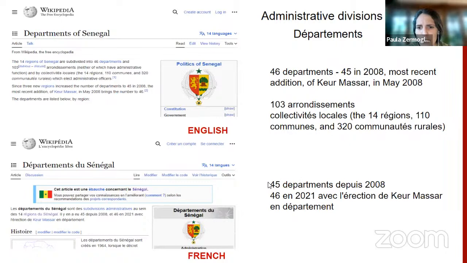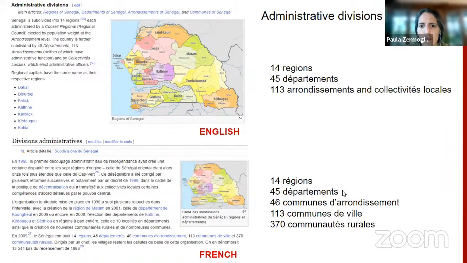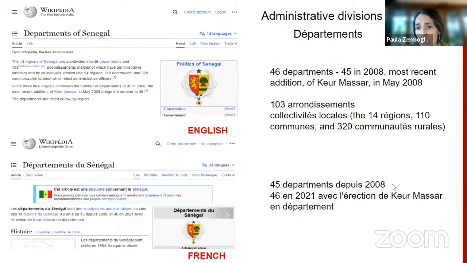Now we go to the French page. The French page previously said it had 45 departments. Here it says it had 45 departments until 2008, and in 2021 they added another one. Okay, this is more consistent between the French versions, but you see what it says here? That this department was added in 2021, and in the English page, it says it was added in 2008. So we also have differences in this kind of thing.